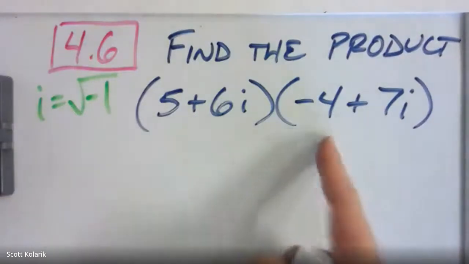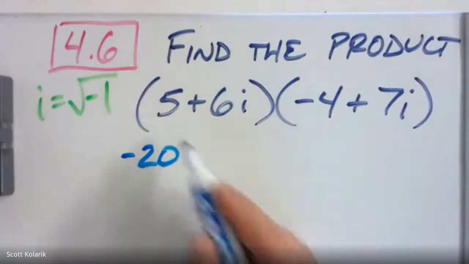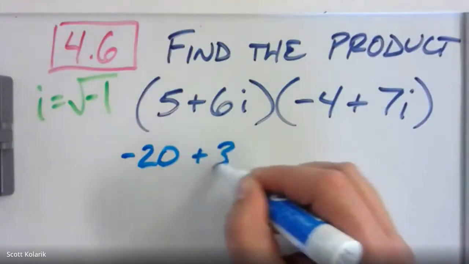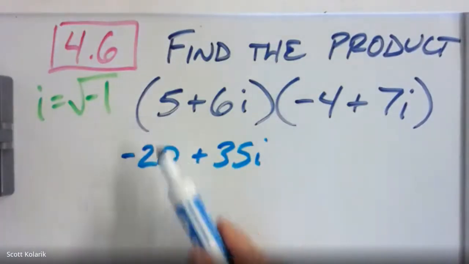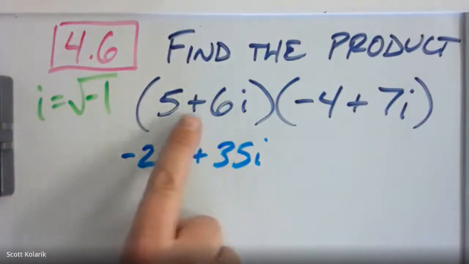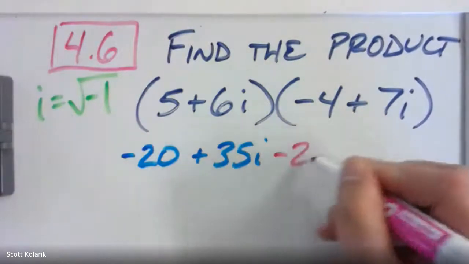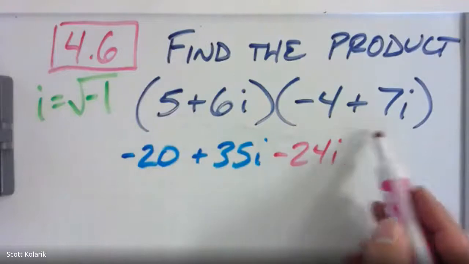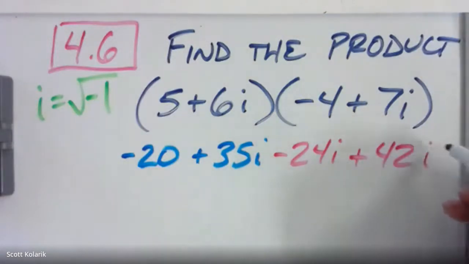So positive 5 times -4 gives me -20. That same positive 5 times a positive 7i gives me positive 35i. Now I'm done with my 5 object here. Moving down the line in that polynomial, now I have positive 6i times -4. That will give me -24i. And lastly, positive 6i times the positive 7i gives me plus 42i squared.